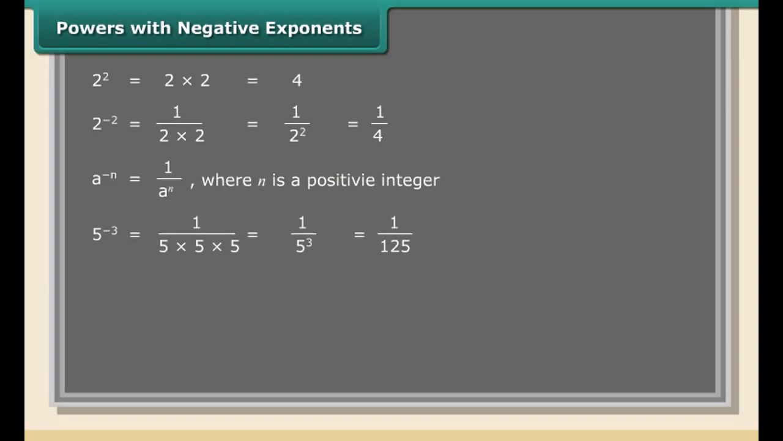5 raised to the power minus 3 is equal to 1 upon 5 × 5 × 5, which is equal to 1 upon 5 raised to the power 3, which is equal to 1 upon 125. 10 raised to the power minus 1 is equal to 1 upon 10. 10 raised to the power minus 2 is equal to 1 upon 10 divided by 10, which is equal to 1 upon 10 × 10, which equals 1 upon 100, which is equal to 1 upon 10 raised to the power 2.